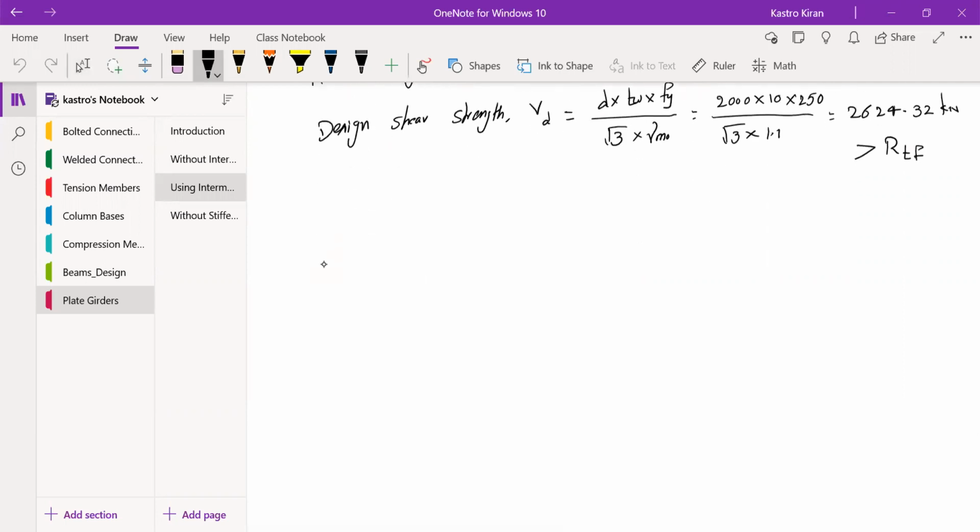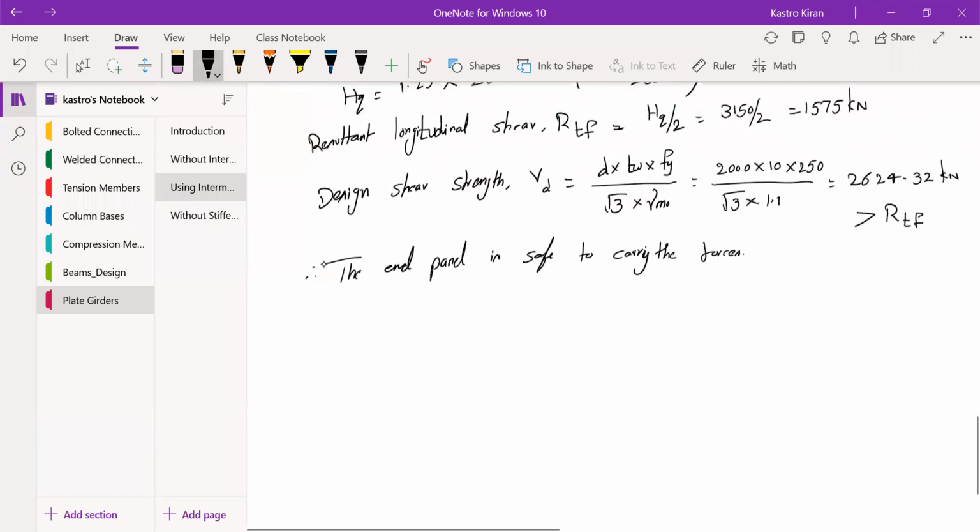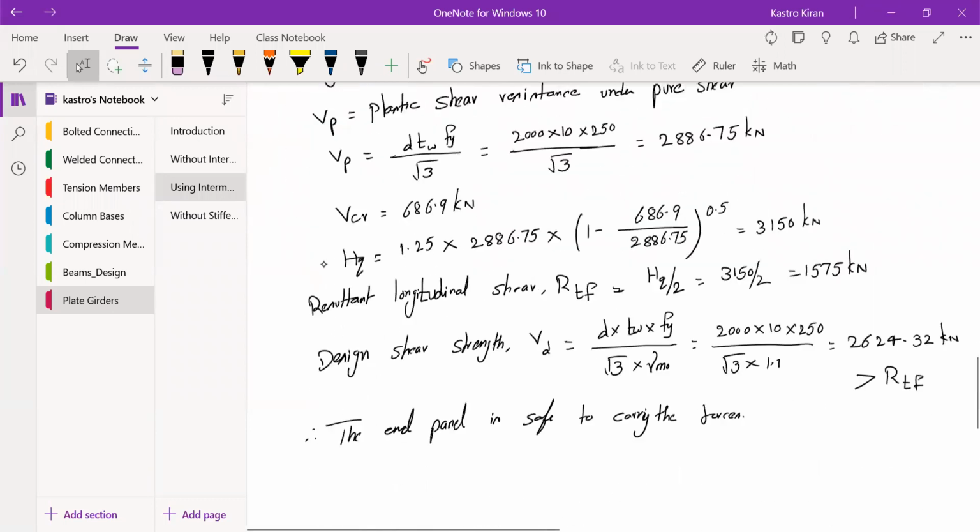So therefore, the end panel is safe to carry the forces. Suppose, for example, this condition is not satisfied, that is 2624 is less than RTF, then again you have to change the dimensions: increase the depth of the web and decrease the thickness of the web. Alternate arrangements have to be made if the conditions are not satisfied. So this is how you check the end panel design.